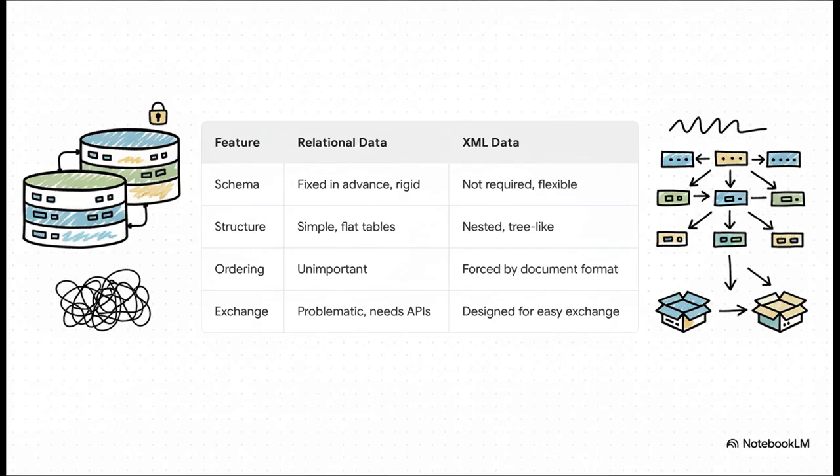With relational data, you've got that rigid, fixed schema you have to decide on in advance. With XML, nope, it's totally flexible. Relational data is all about those simple, flat tables. XML, as we've seen, is all about that nested tree-like structure. And this last one is so important. XML was designed from day one to make sharing data between different systems easy. And that was a massive headache for traditional databases.